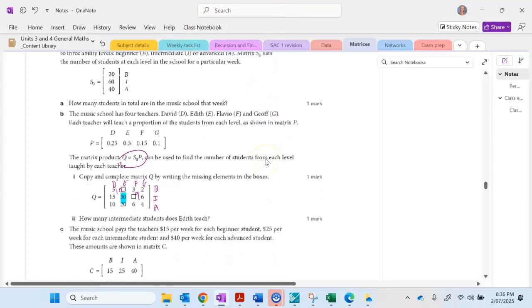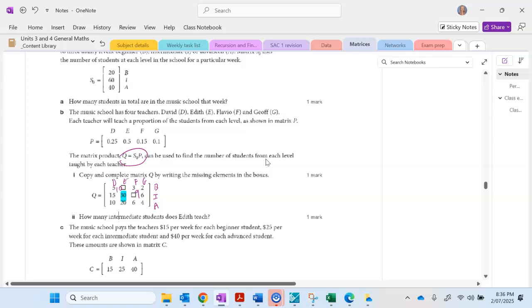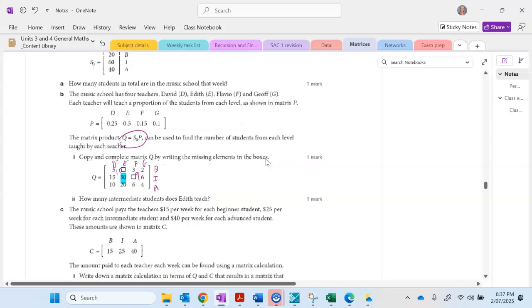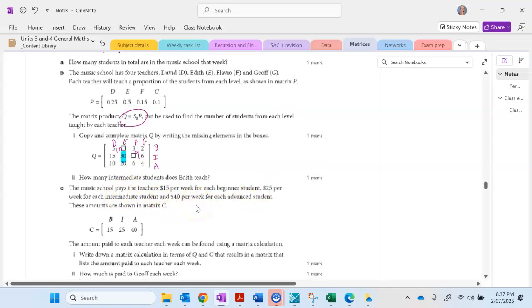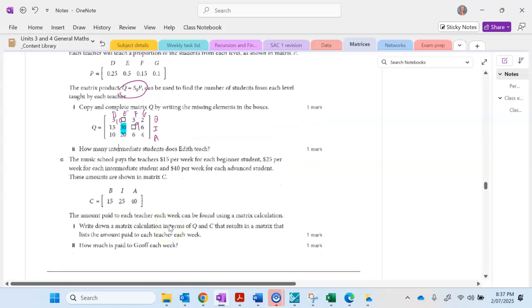All right, the music school pays the teachers $15 per week for each beginner student, $25 for each intermediate, and $40 for each advanced. All right, so there we've got it in matrix C. The amount paid to each teacher each week can be found using a matrix calculation. Write down the matrix calculation in terms of Q and C that results in a matrix that lists the amount paid to each teacher each week.